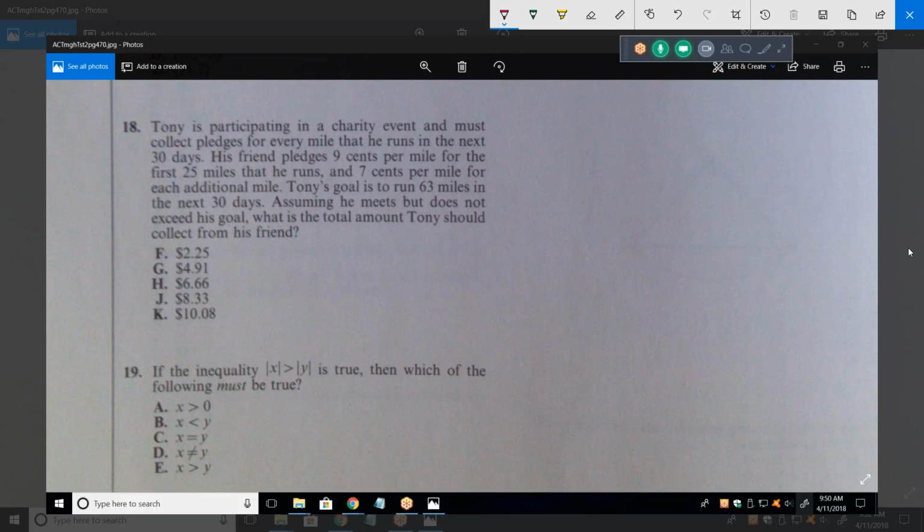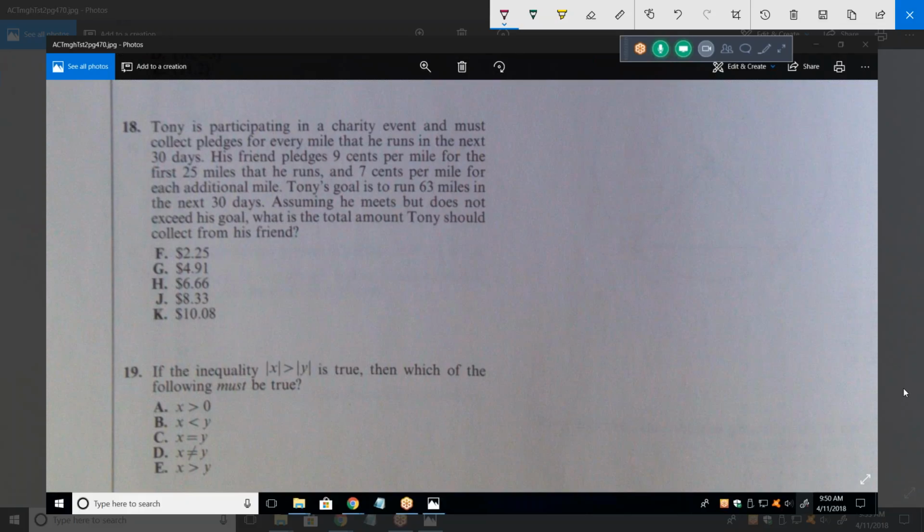Number 19. Now, it says, which of the following must be true? And that means there can only be one answer. Once you find it, then you're done. In other words, there's never going to be two answers here. Is it E? I don't know yet. I haven't gone through my process yet.